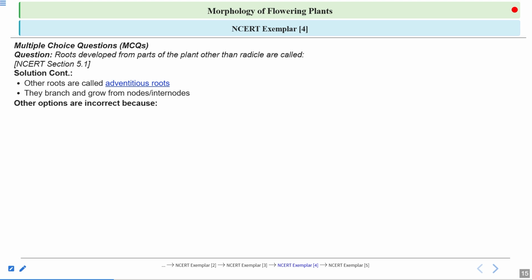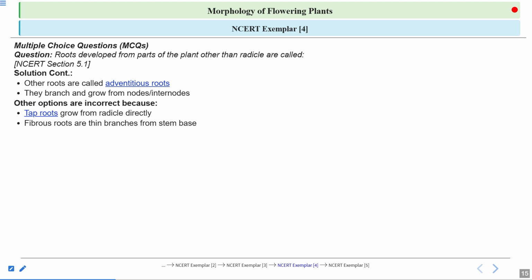And other options are incorrect. Why? Because taproot grows from the radicle directly. This is the type of root that is formed from the radicle only, so that cannot be the option. Fibrous roots are the thin branches from the stem base. In the case of monocots, how are the fibrous roots formed? They also give the radicle, and that is the primary root.